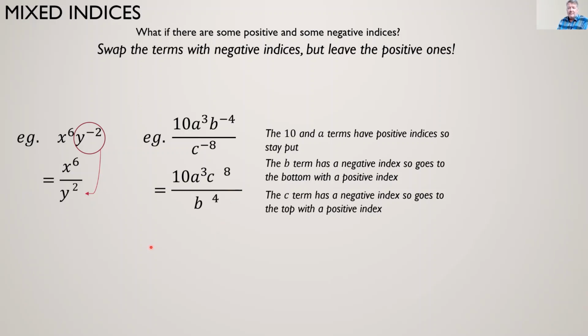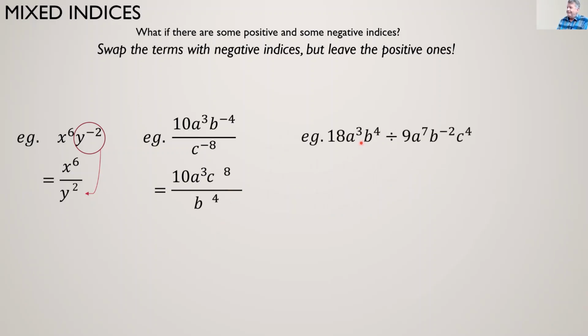Last example. This one's a bit uglier. 10a cubed, b to the power of 4, divided by 9a to the power of 7, b to the negative 2, c to the power of 4. Oh, now you can do it that way. But if you have a look at these two, that's an easy one, so it's an easy swap. But it actually looks neater as a fraction, doesn't it?